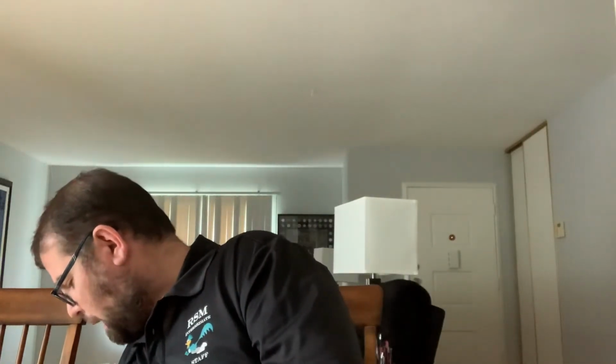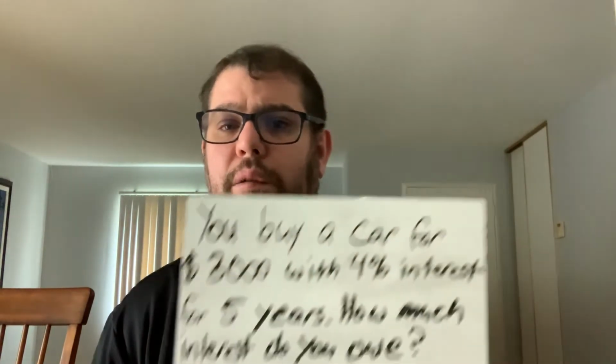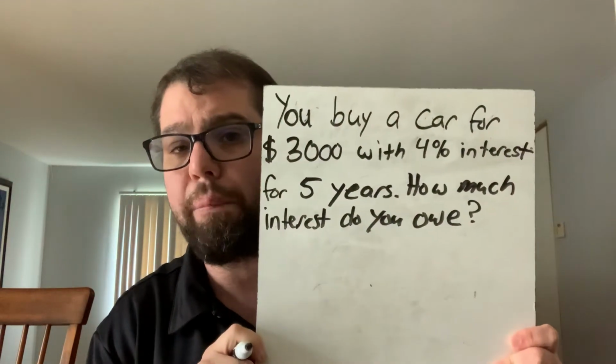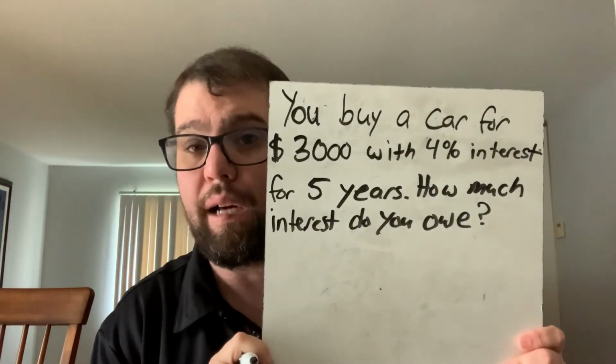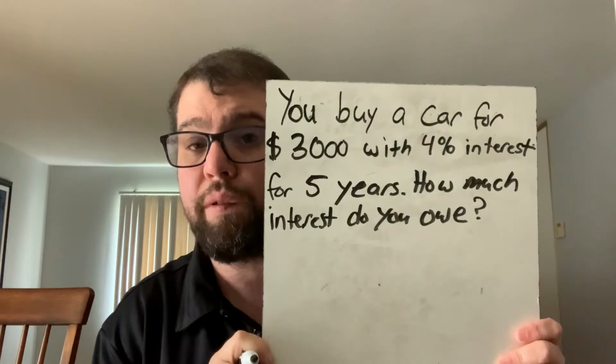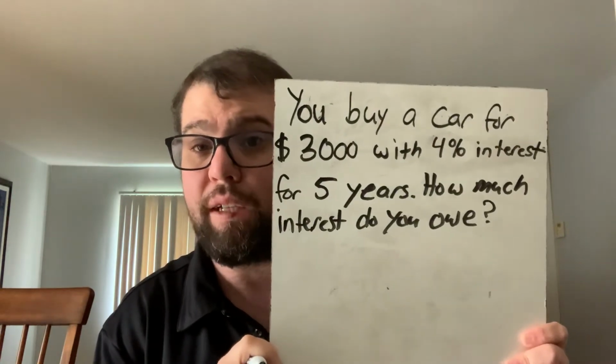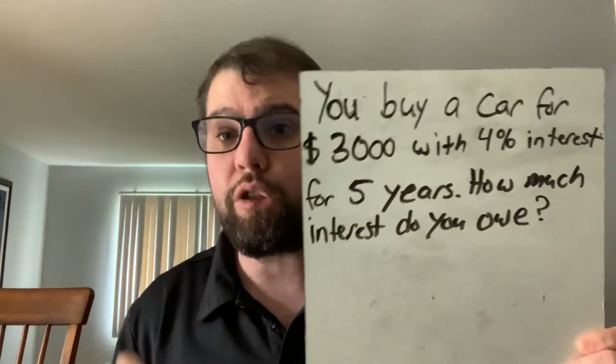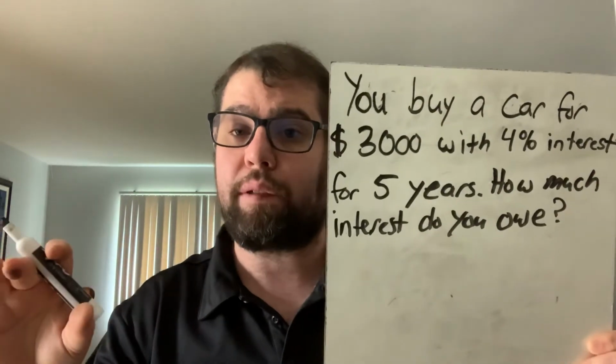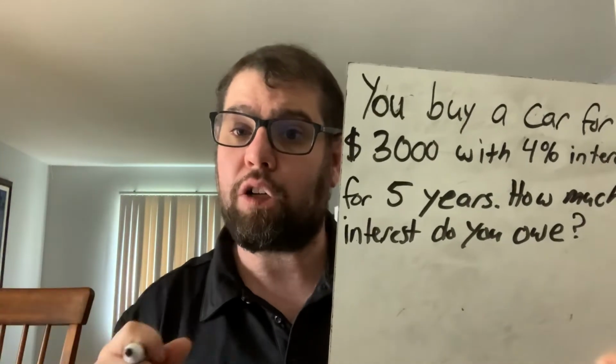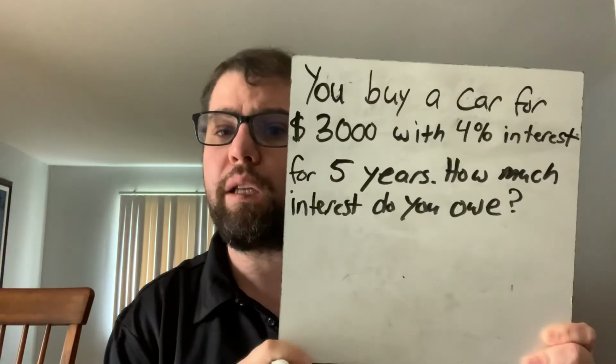The next problem, we're going to say you want to buy a car. And we're going to use money numbers that are a little bit more reasonable. It says you want to buy a car for $3,000 with 4% interest for 5 years. So that means you're buying the car for $3,000, but it's going to cost you a little bit more.